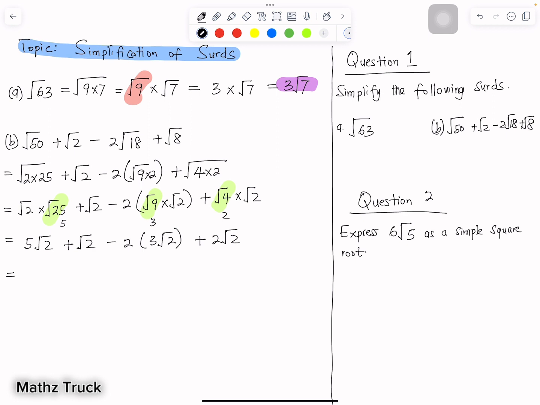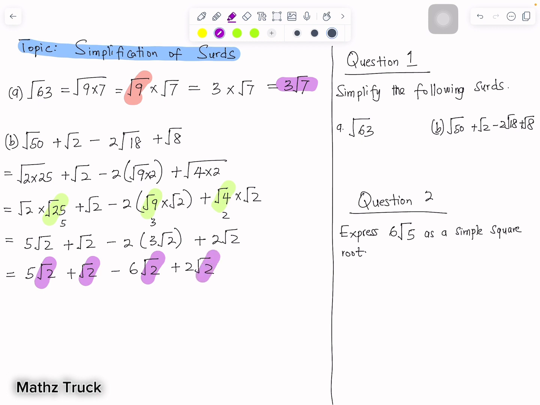Now we can actually further simplify this. We have 5 root 2 plus root 2 minus 2 times 3, which is 6 root 2, plus 2 root 2. Now, since we have the same root number, root 2, root 2, root 2, and root 2, we can put the entire numbers into a simple bracket, multiplying the common root number.